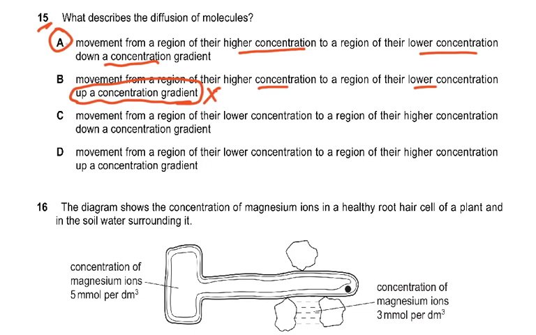Why is C wrong? Region from lower to higher. Now that is not diffusion, that's active transport. So this is wrong here. Again, movement from a region of the lower to higher. This is again wrong. This is not diffusion.